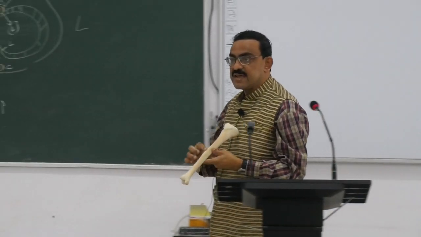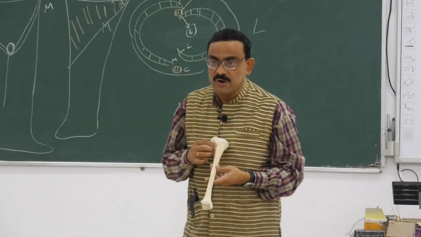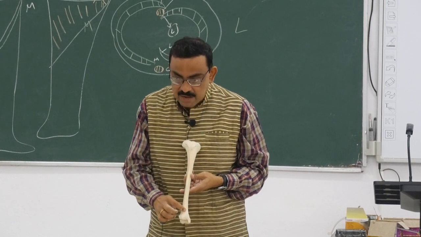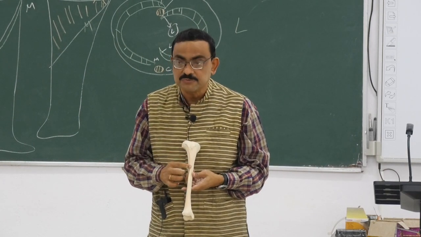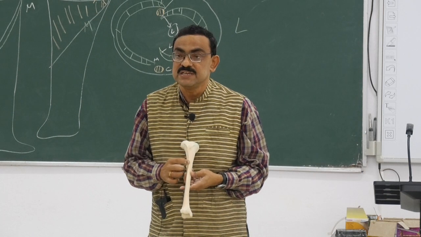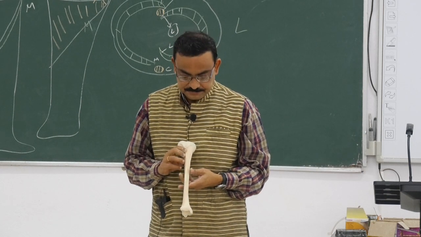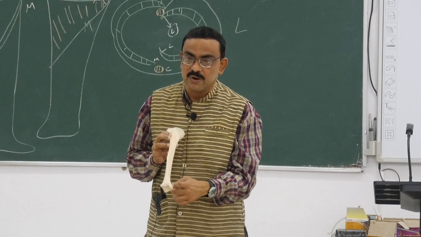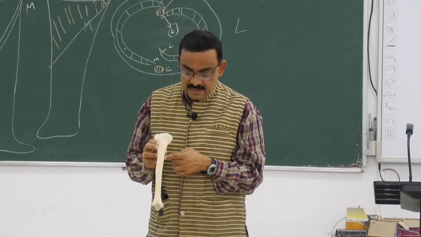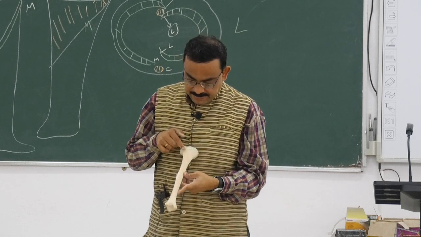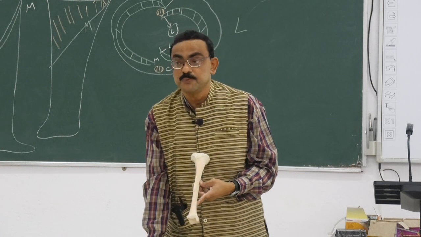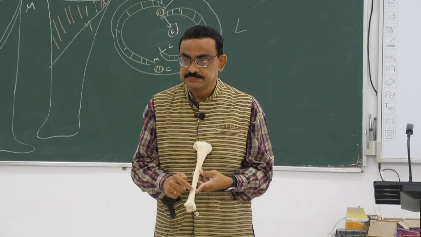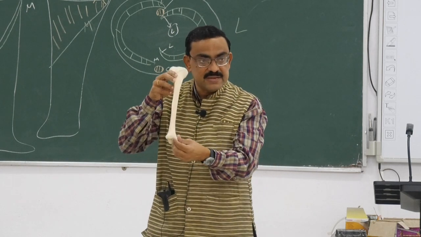Now about the shaft, we can see there are three borders. One, we can find the sharp border which comes out from the tibial tuberosity. This is the anterior border. Another border we can find medially. This is the medial border. Okay, and this anterior border is very sharp, which is also called the shin, S-H-I-N, shin. And this is the medial malleolus.